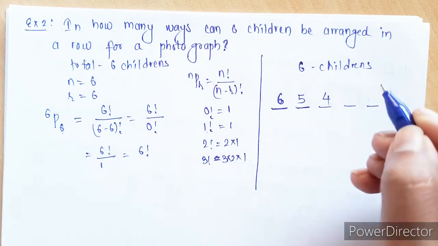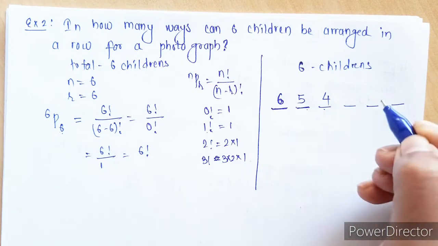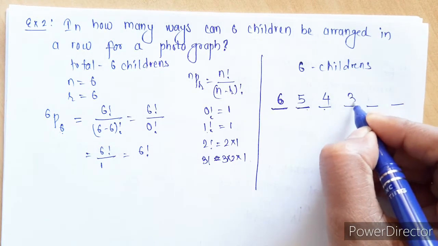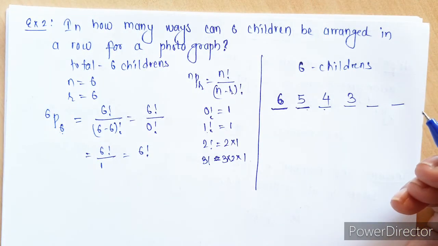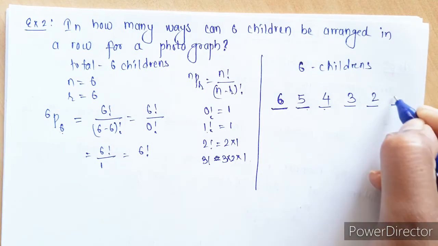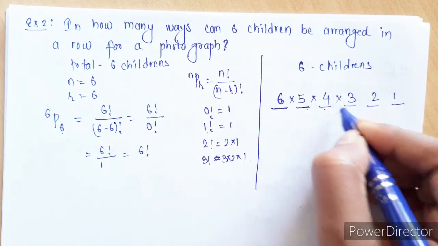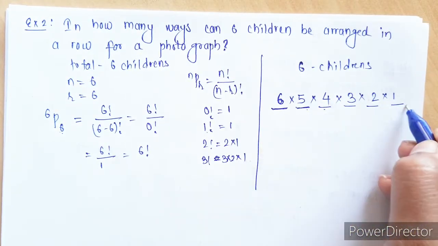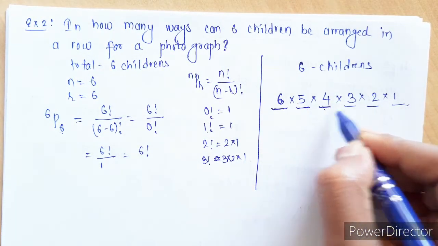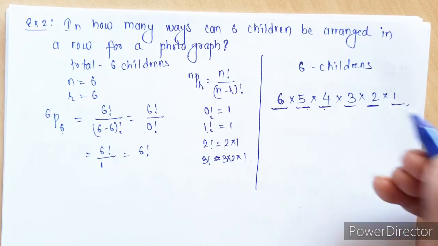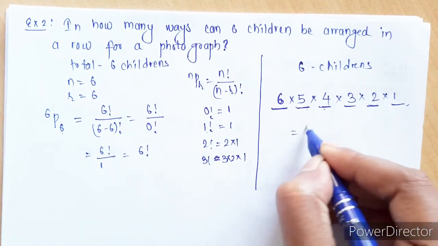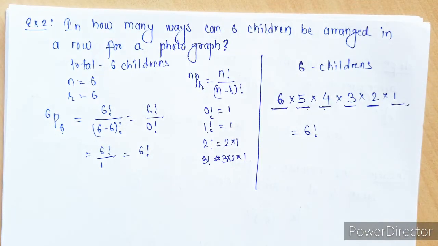Now the first is seated, the second is also seated, the third one is also seated. Now there are only 3 children remaining with us. So any one from the 3 can take the 4th place, then the remaining 2 and the remaining 1. And we are going to fill all 6 places. We need to arrange all 6 children. So it is multiplication. So this is nothing but 6 factorial. There are a total of 6 factorial ways we can arrange 6 children in a row for a photograph.